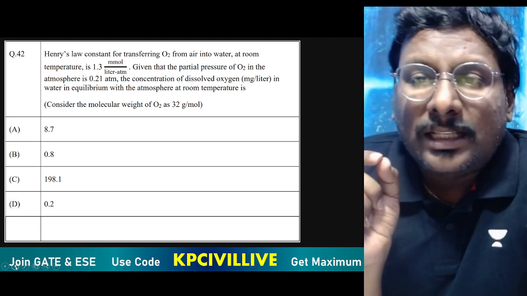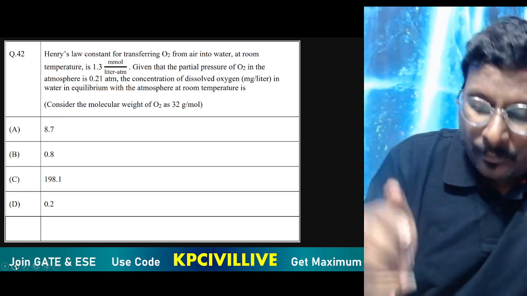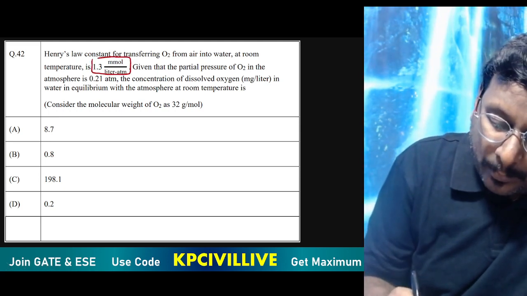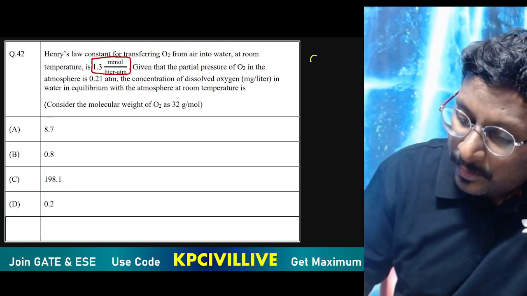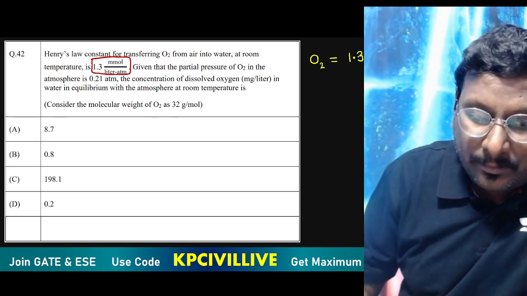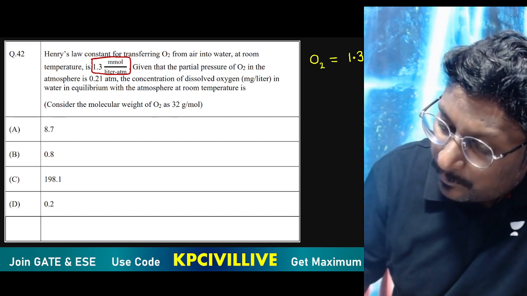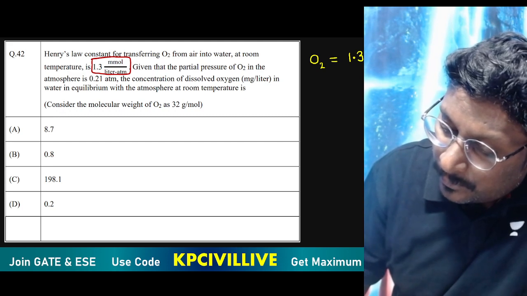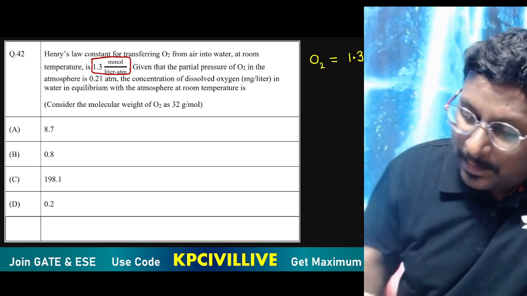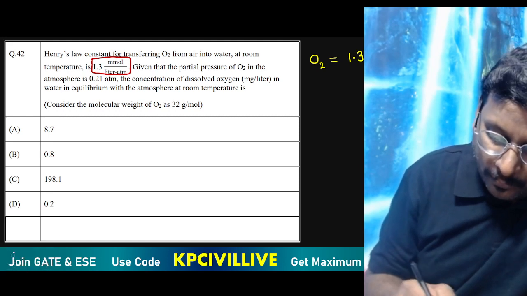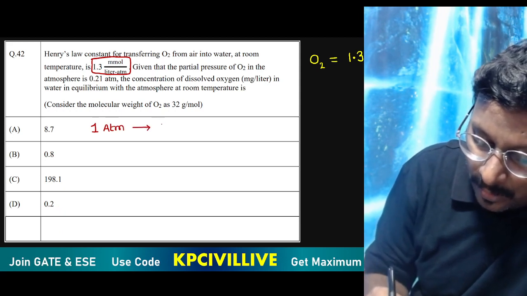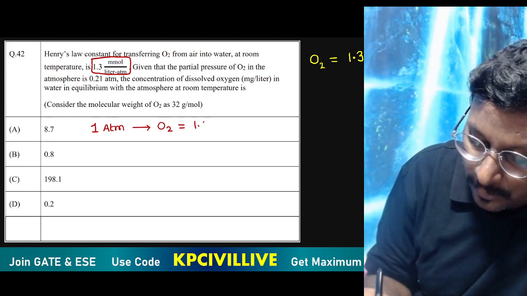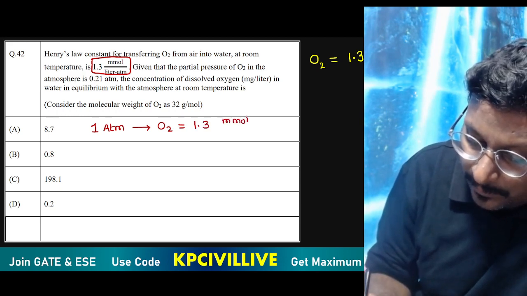Henry's law constant for transferring oxygen from air into water at room temperature is 1.3 millimole per liter per atmosphere. So I will tell you here a simple layman approach. Oxygen is 1.3 millimole per liter per atmosphere. What is the meaning of it? For 1 atmospheric pressure, oxygen concentration is 1.3 millimole per liter.